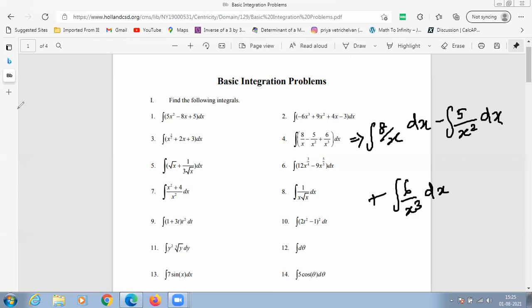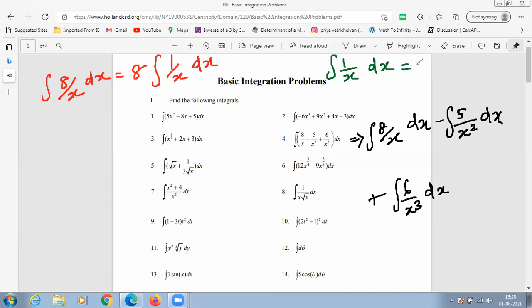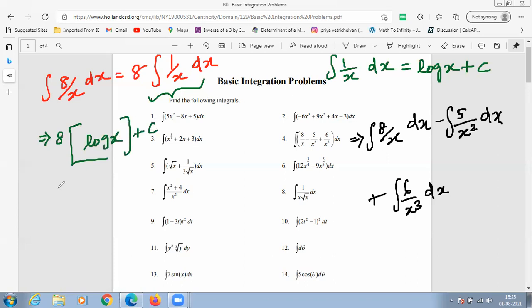So first let me solve 8 by x dx. You can write this as 8 times 1 by x dx. So you have to integrate 1 by x. We do have a formula. Integral 1 by x dx is nothing but log x plus c. I'll tell you why we have log. So this part will become log x. Write 8 as it is. Integral 1 by x dx can be written as log x by using the integral formula, right?